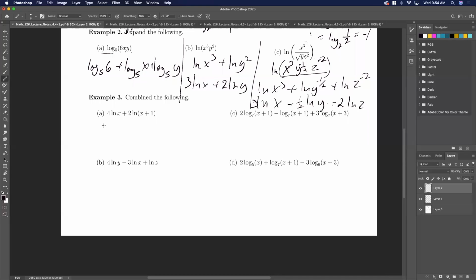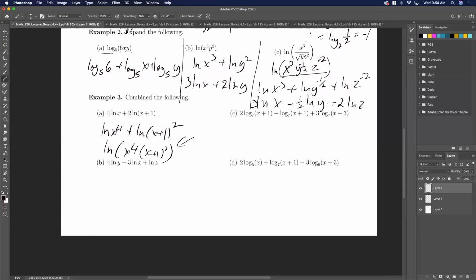So here, I'm going to put this one together. So here I'm going to have ln of x to the 4th plus ln of x plus 1 squared. And then if I put it more together, I'll have ln of x to the 4th times x plus 1 squared. And so that's all multiplied together. And we're going to use this right here to solve problems.